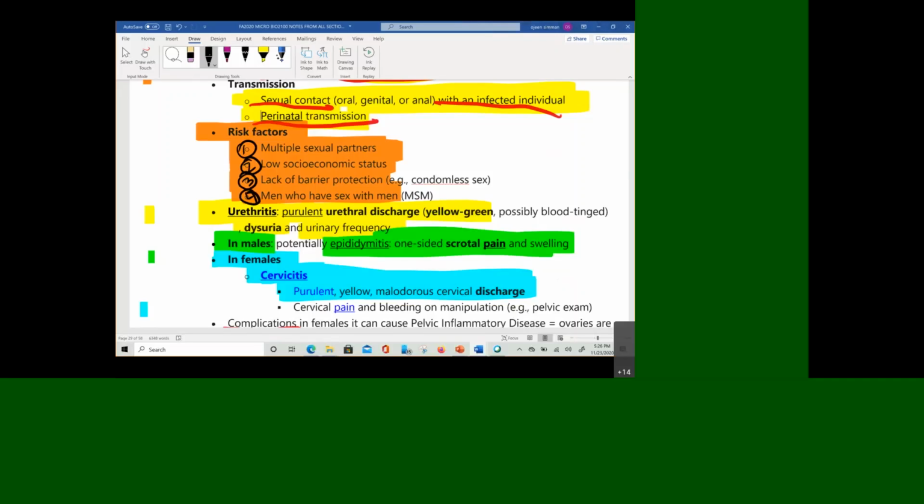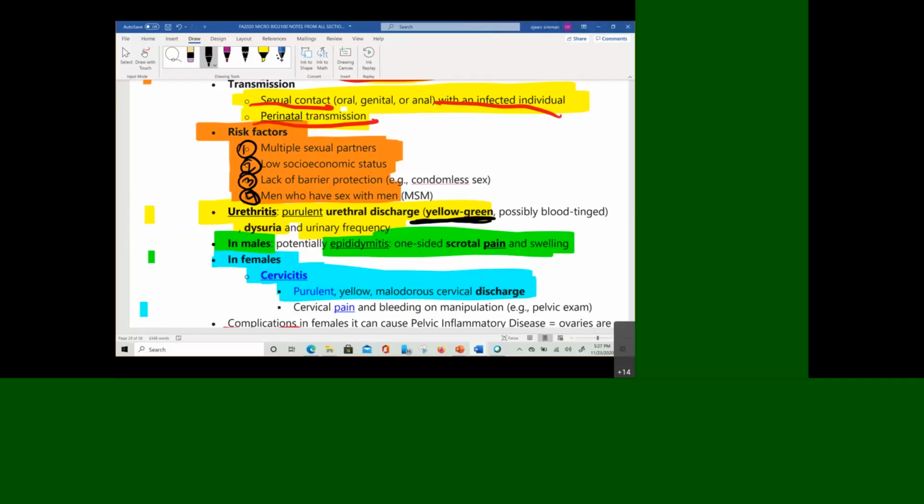Clinical presentation, it's going to cause urethritis. How does urethritis present? It presents with dysuria, increased urinary frequency, and a purulent urethral discharge that usually is yellowish green in color. This presentation of urethritis can be seen in both males and females.